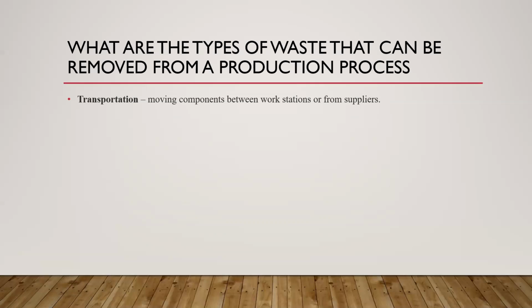So what are the types of waste that can be removed from a production process? Well, first one there is transportation. Sorry, let's just go back. So what is waste? Waste is basically, again, we'll go back to the value component. Waste is any part of the production process that does not add value to the final consumer. So that's very broad. Waste is not just something really, really bad. It's just something that no one's willing to pay for because it's not adding any value.